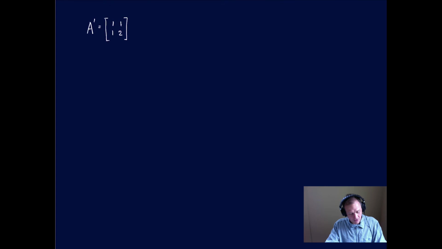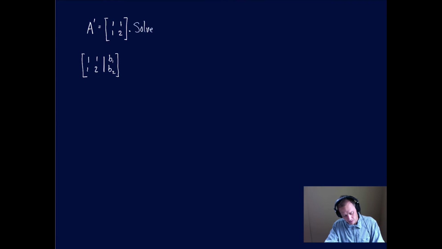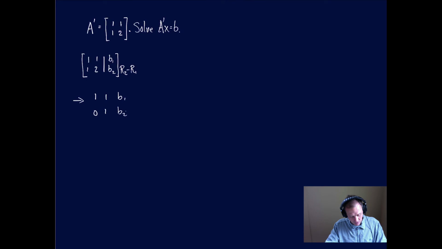Well, let's solve this. So if I have 1, 1, 1, 2, I'm going to solve the matrix equation with B1, B2. So I should probably write that. That's what we're doing. Solve AX equals B, A prime X equals B. Well, what do I get? My first operation is row 2 minus row 1. So now I have 1, 1, B1 in my first row. My second row becomes a 0, 2 minus 1 is 1, and I have a B2 minus B1.